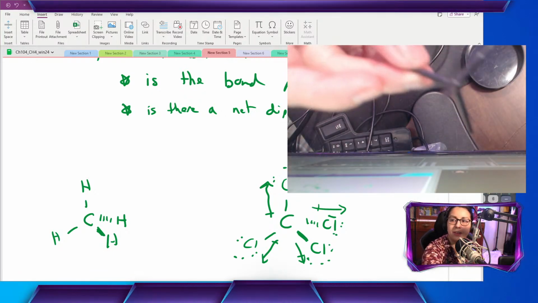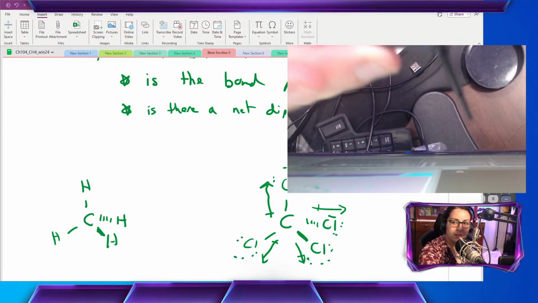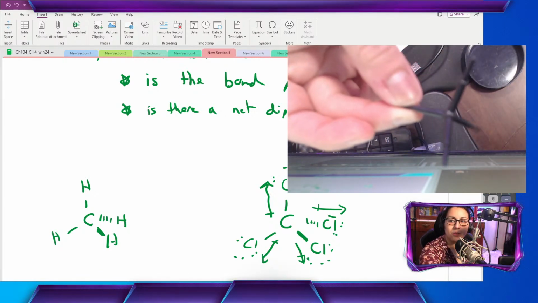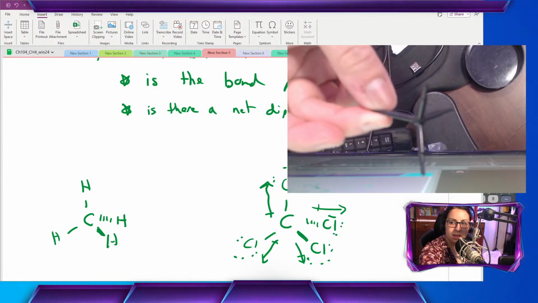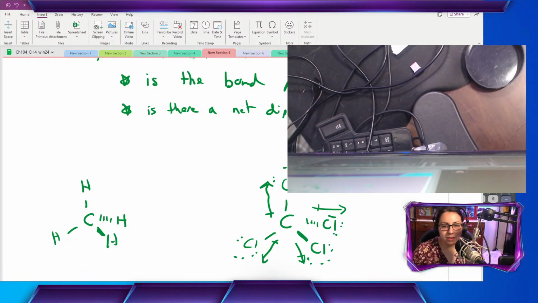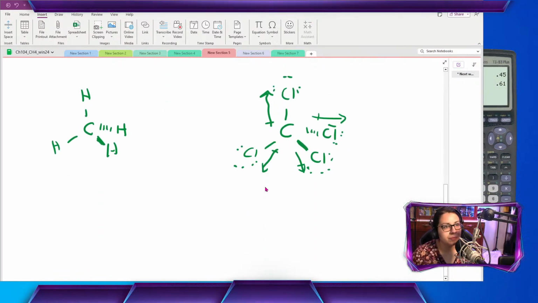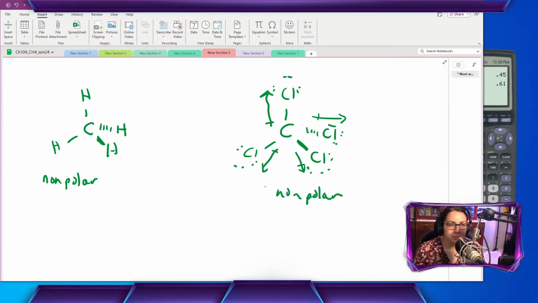This is where your molecule kit might be useful. We're thinking of a tetrahedral geometry, and if it's fully symmetric, going out in all four directions, then in this case we do not have a net dipole moment since it's canceled out. So this would be nonpolar. This carbon tetrachloride is nonpolar.